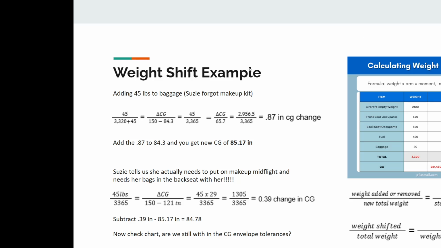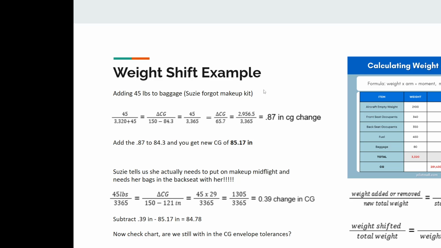All right, weight shift example. So let's say we're flying, and we're using the same example. We already did our weight and balance calculation, but we're going to have to add 45 pounds because we have somebody named Susie on our flight, and she forgot her makeup kit. Apparently her makeup kit weighs 45 pounds. Don't ask me why. Women and their makeup, right?